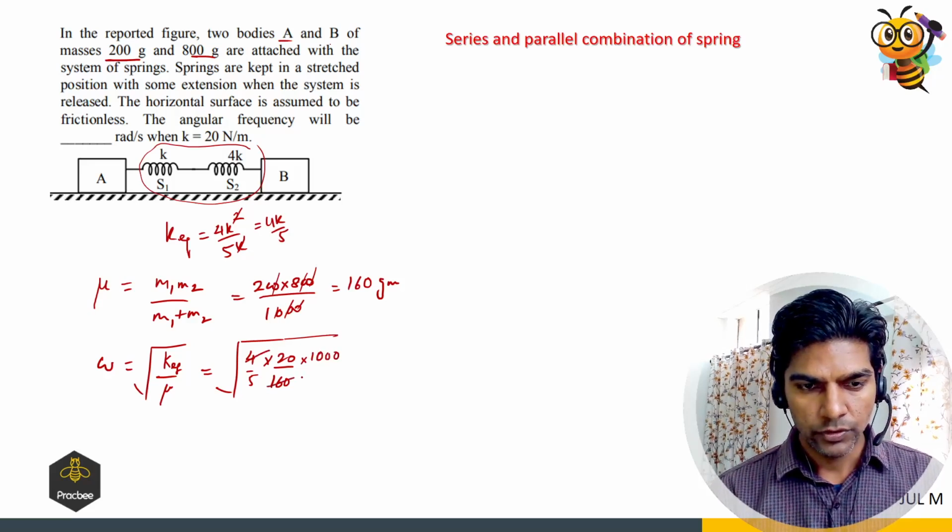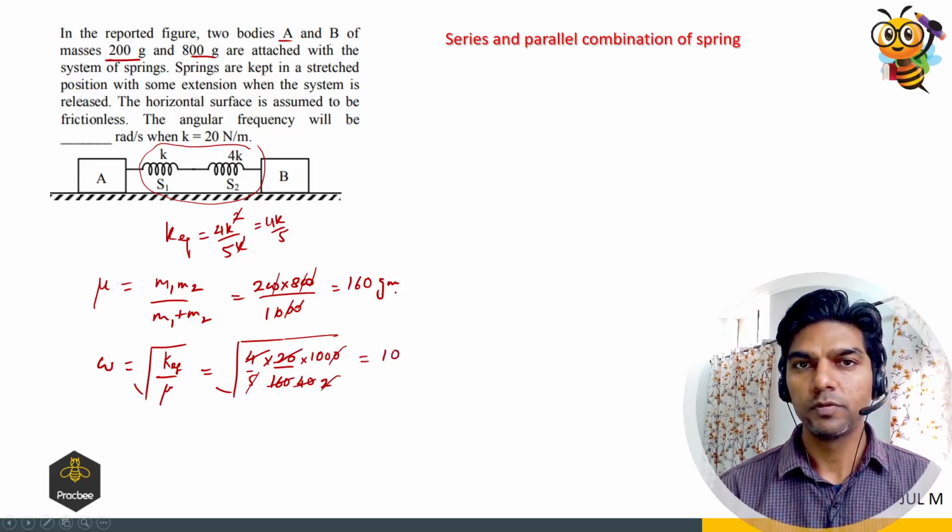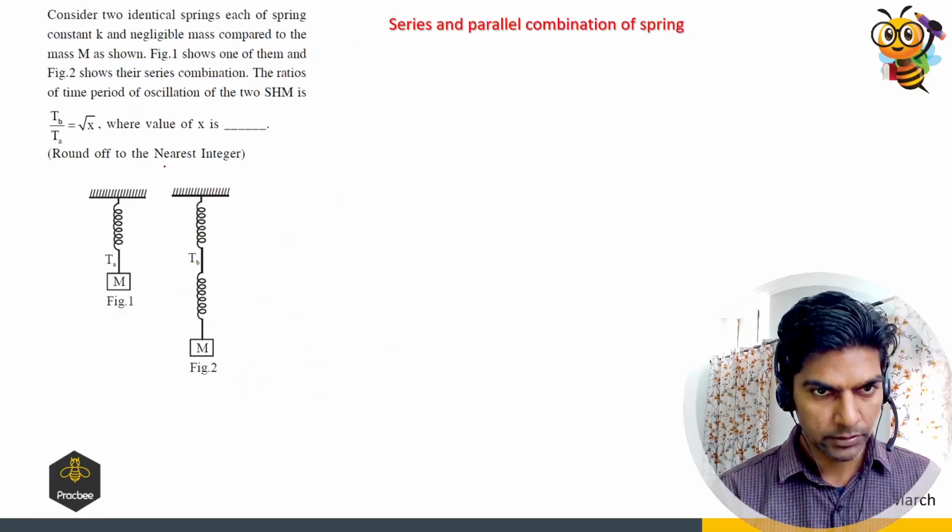So this will give us 40 and this will give us 2. So 5 into 2 will be 10. So we are getting 10. So angular frequency will be 10 radians per second. So that is the answer.